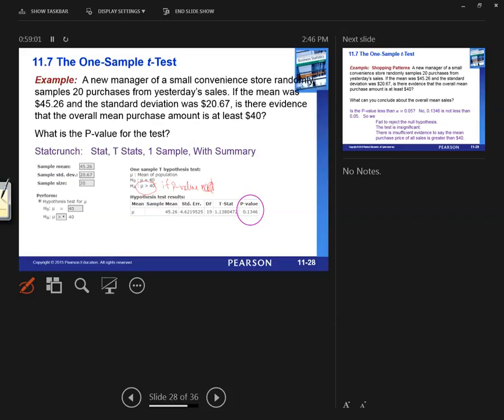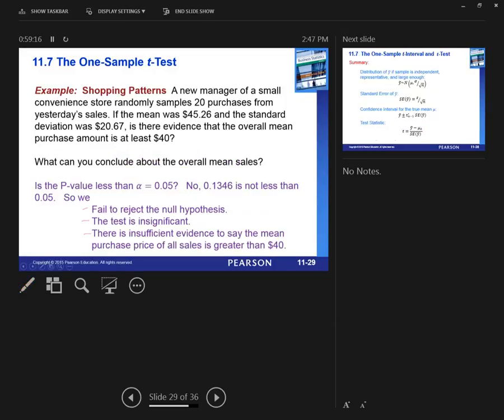If the p-value is less than 0.05, then we have enough evidence for the alternate. If not, I don't say that the mean is 40. I don't know what the mean is. But we don't have enough evidence to say it's over 40, right? So then I get on my nots. It's not significant. I can't reject the null hypothesis, and there's not enough evidence to say the mean of all sales is greater than $40. So this is inconclusive.